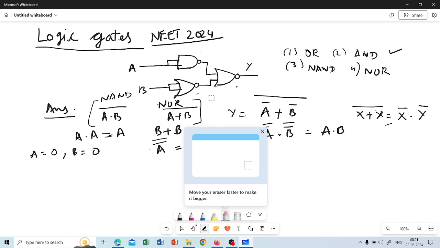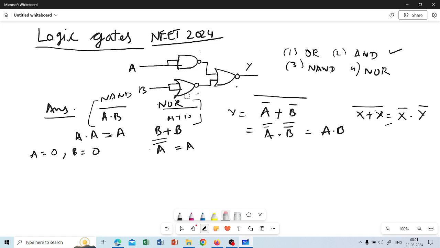Let me take this out now. A plus B. So now if I take this, what happens is that A is 0 and B is 0, (0 dot 0) whole bar, that is 0 into 0, 1. So this will give 1. So this output is 1.